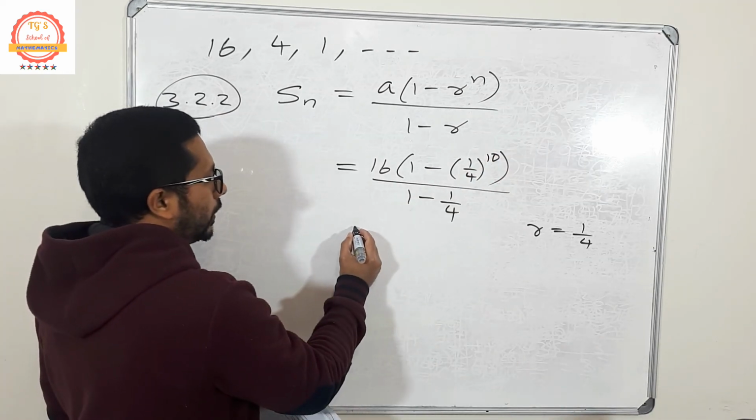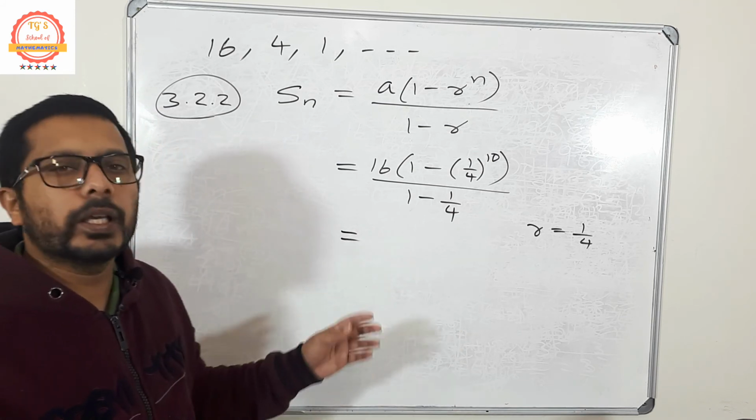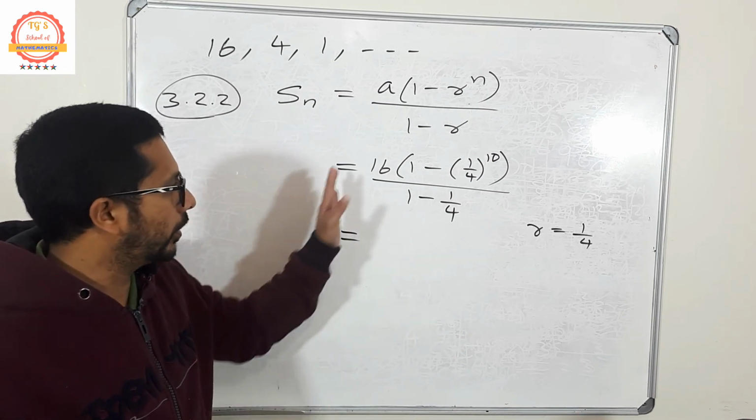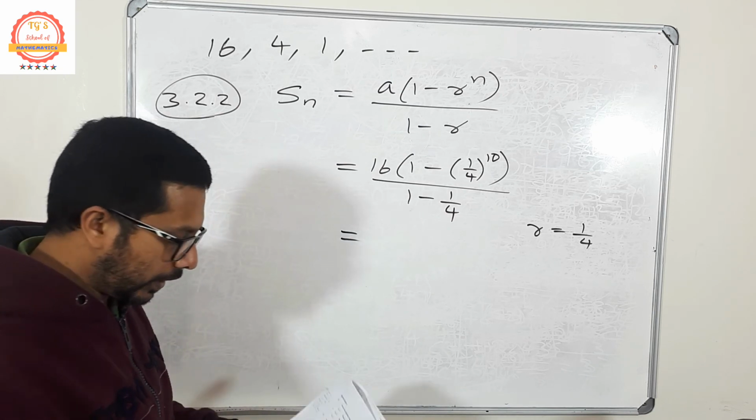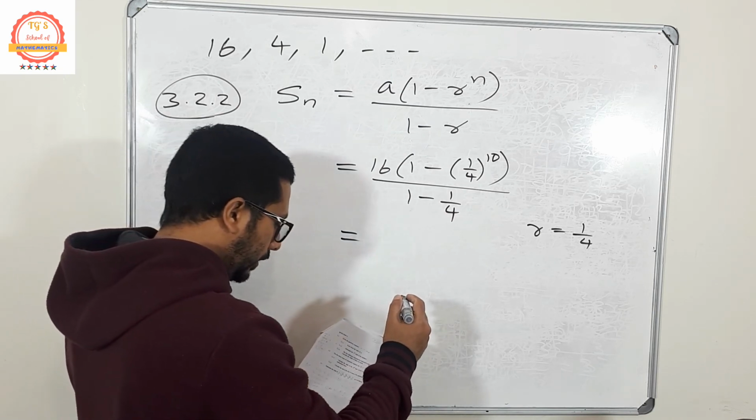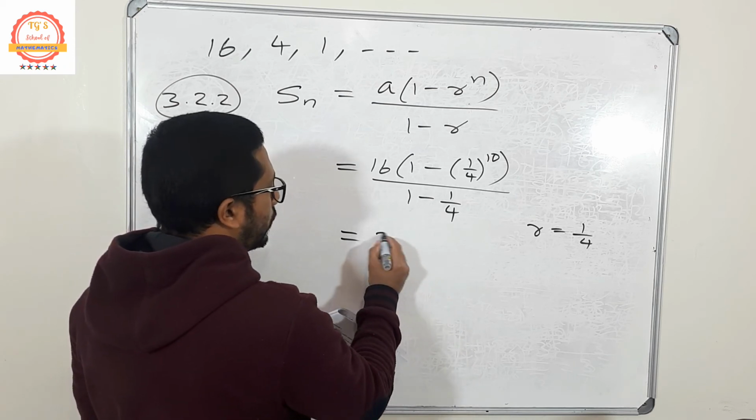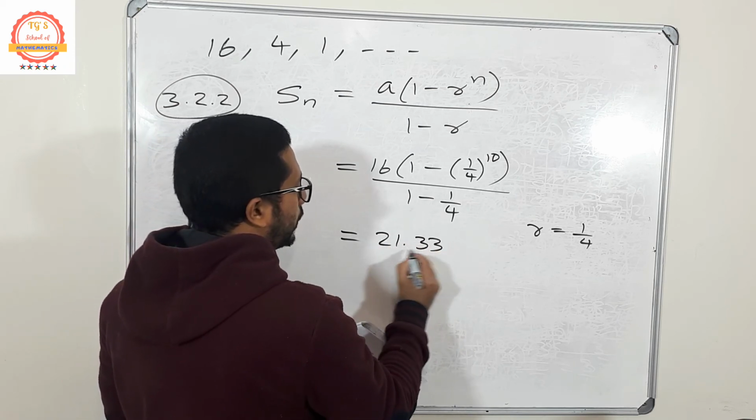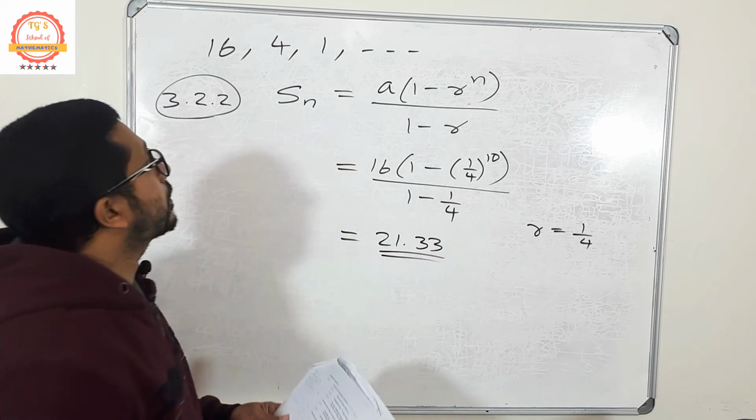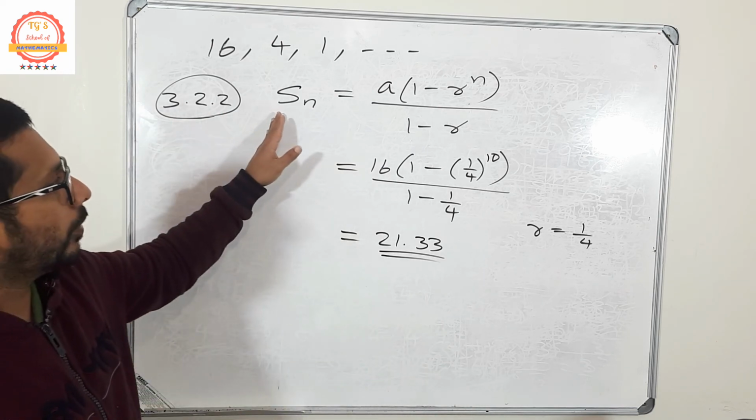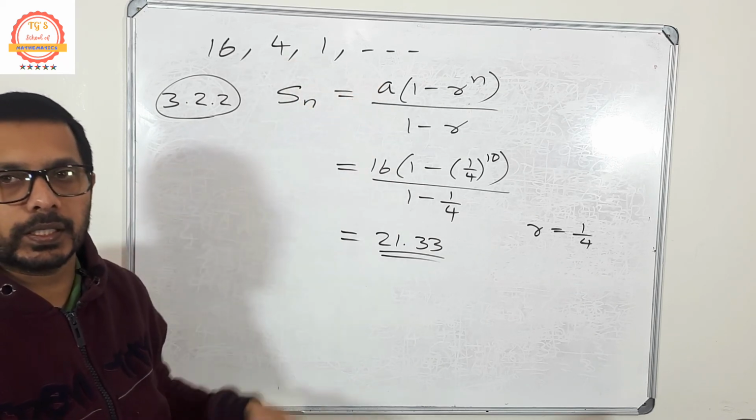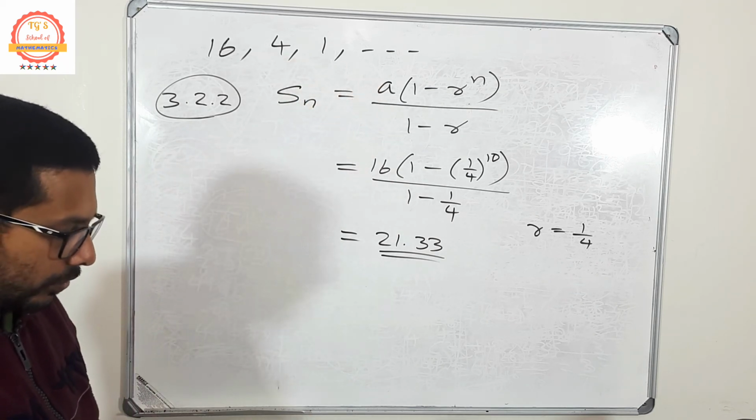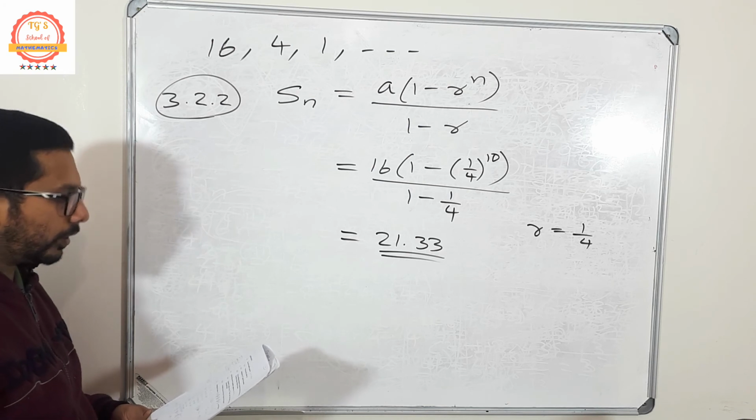So now take your calculator and try to find the answer of this one. In your calculator you will get 21.33. 21.33, and that is the sum of the first 10 terms of this geometric sequence. Okay, now let's go to the next question, question number 3.3.